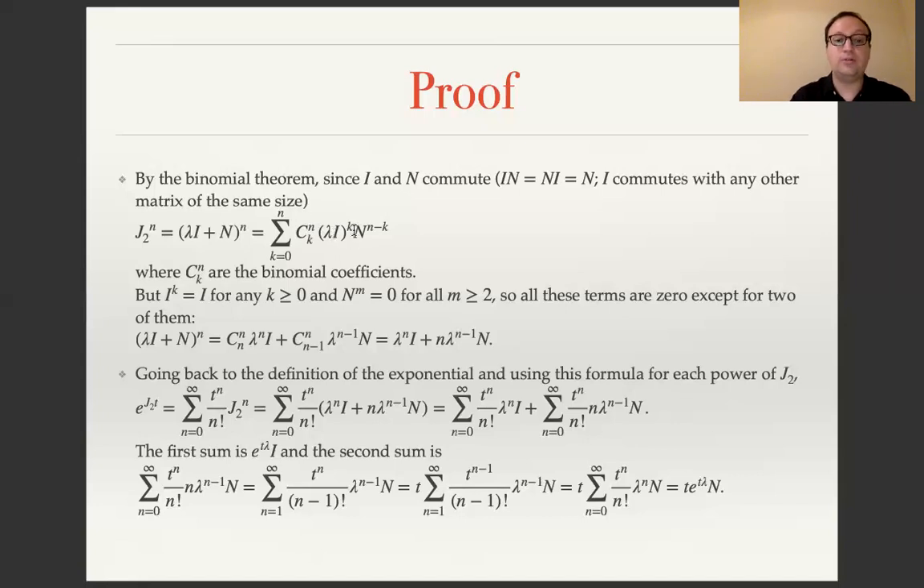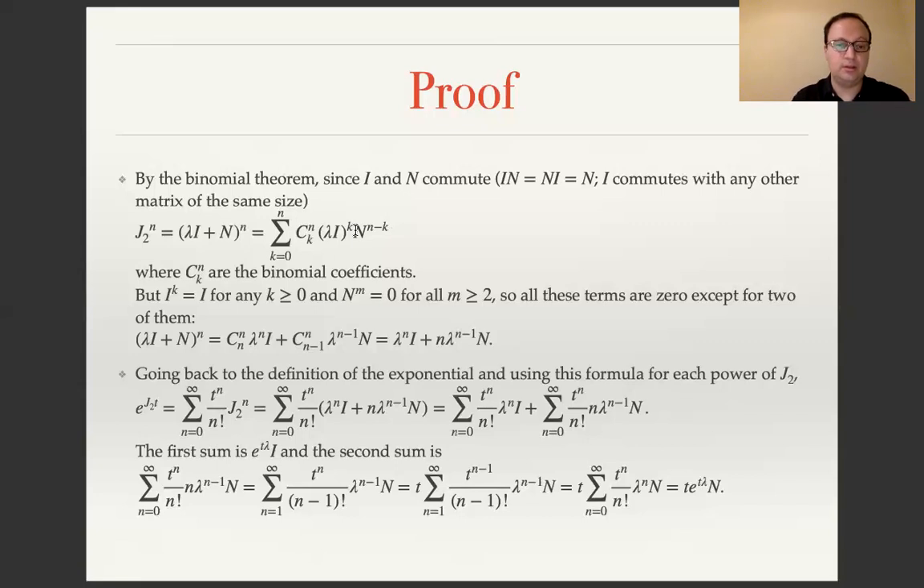And almost all the powers of the matrix N are 0, because we established on the previous page that N squared already is 0. So N squared and all the higher powers are 0. So all the terms in this sum are 0, except for two terms, the one that contains N to the 0 and the one that contains N to the 1.